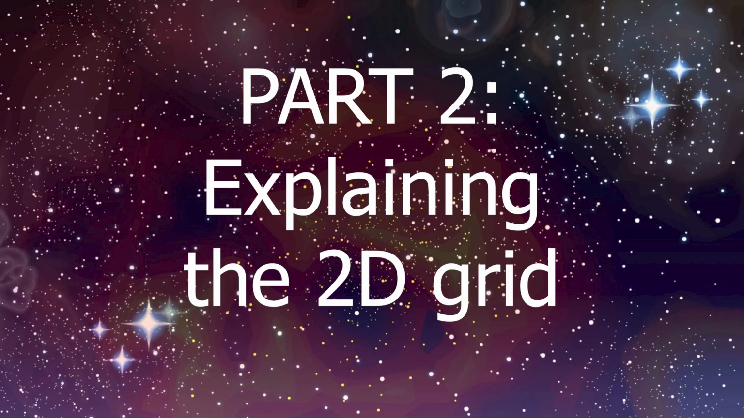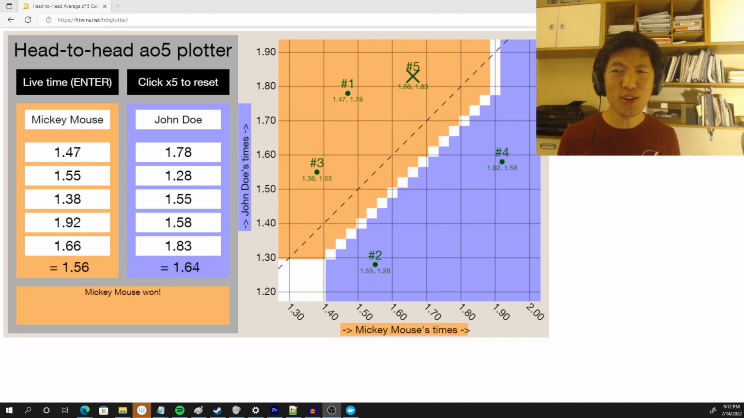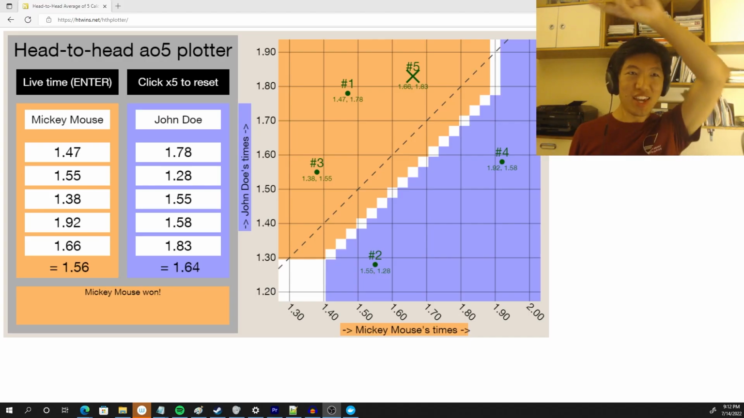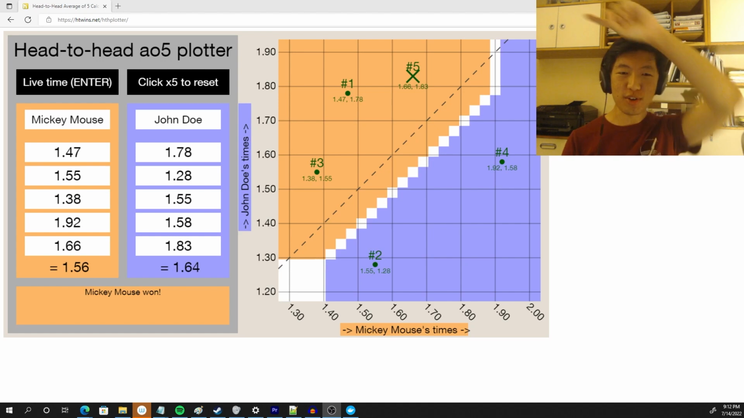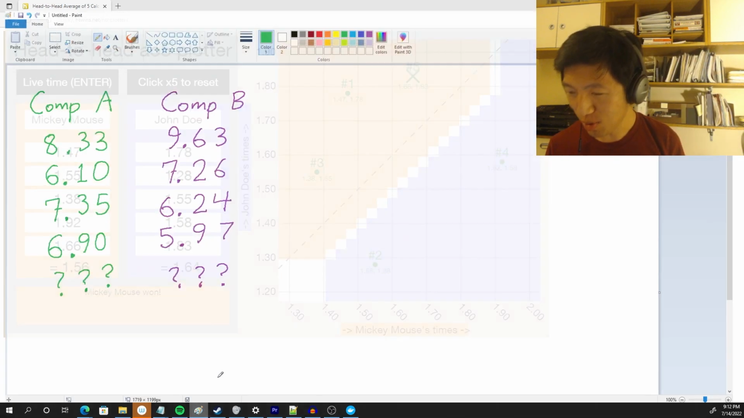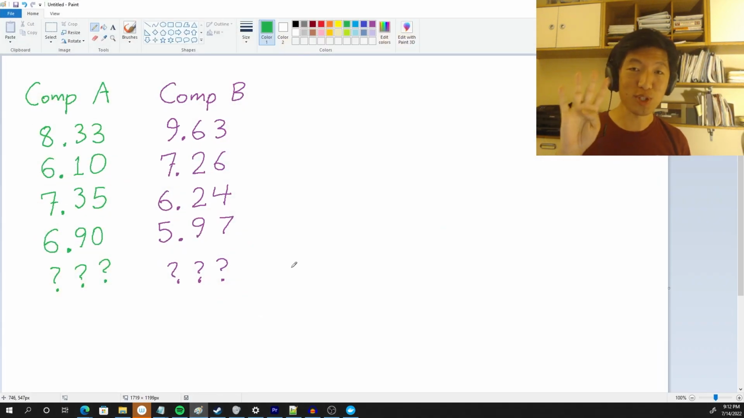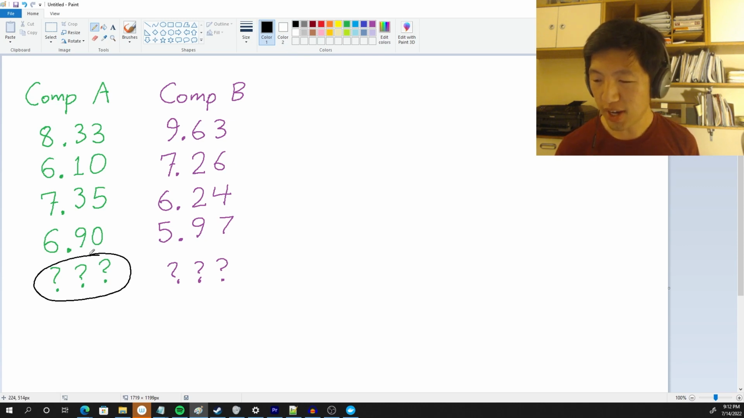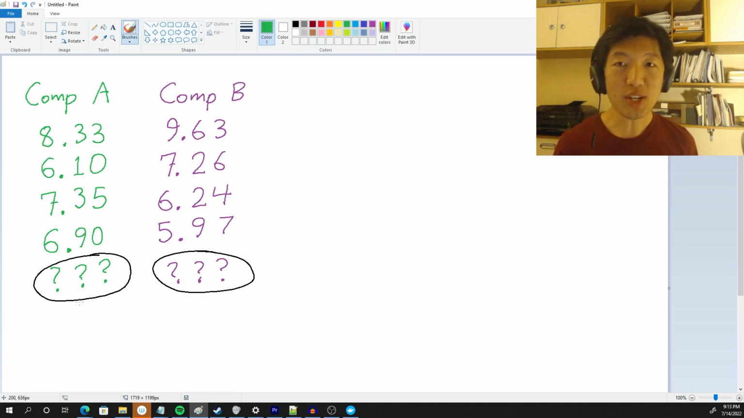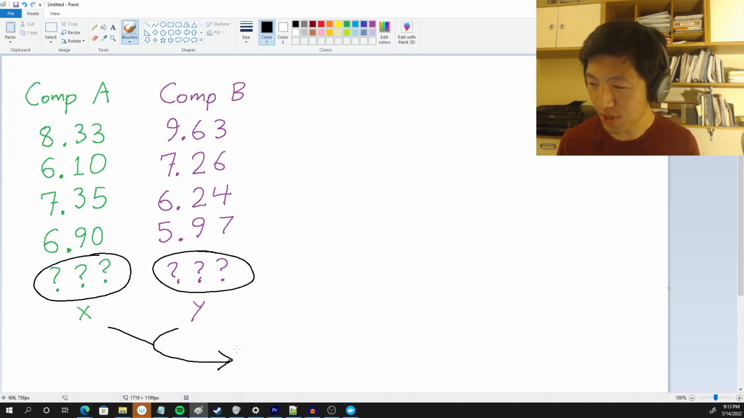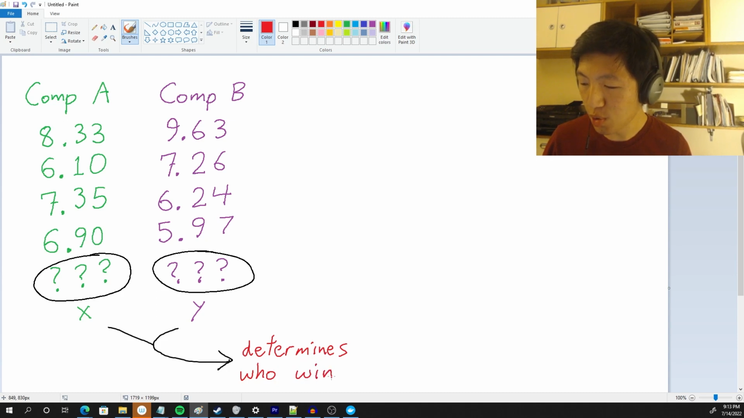Part 2. Explaining the 2D grid. So what is the idea behind my head-to-head average of 5 plotter? Well, if we go back to a hypothetical where we have two competitors who have each done 4 solves, we essentially have two unknown variables: how each of the competitors is going to do for their final time. We can call those unknowns x and y, and whatever x and y's true values come out to be will affect the result of the competition. Essentially, x and y's values entirely determine who wins.